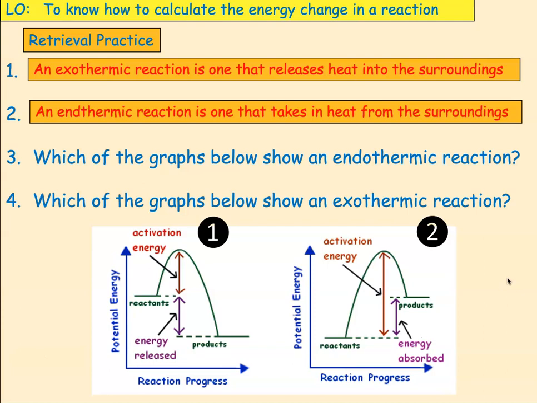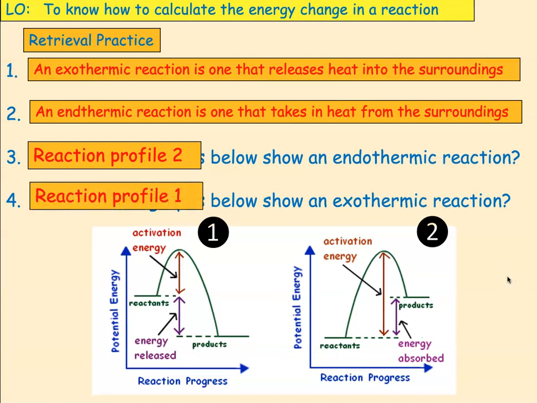Which of the graphs below show an endothermic reaction? Well, reaction profile 2 shows an endothermic reaction. We know this because the products are at a higher energy than the reactants. Which of the graphs show an exothermic reaction? That's reaction profile 1. And we know this because the reactants are at higher energy than the products.